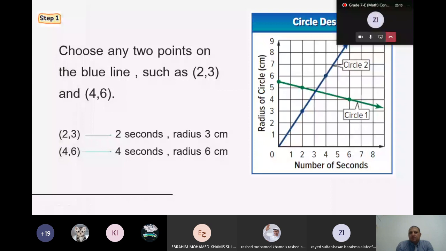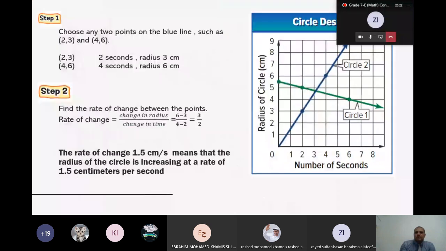2, 3 represents 2 seconds for the radius of 3 centimeters. 4, 6 represents 4 seconds for the radius of 6 centimeters. Step 1, we just did it. Step 2 is to find the constant rate of change between the points.